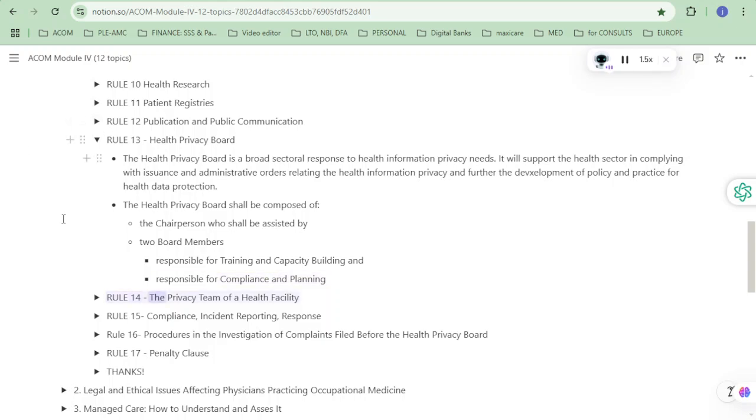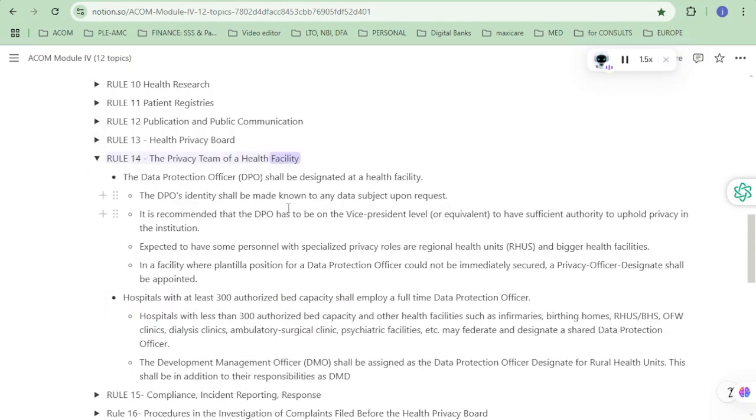Rule 14, the privacy team of a health facility. The Data Protection Officer, DPO, shall be designated at a health facility. The DPO's identity shall be made known to any data subject upon request. It is recommended that the DPO be at the vice president level, or equivalent, to have sufficient authority to uphold privacy in the institution. Expected to have some personnel with specialized privacy roles are regional health units, RHUs, and bigger health facilities.